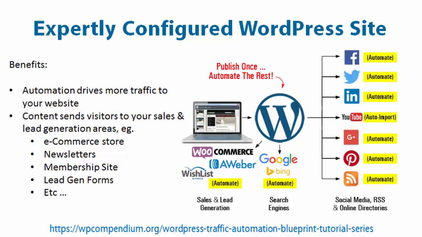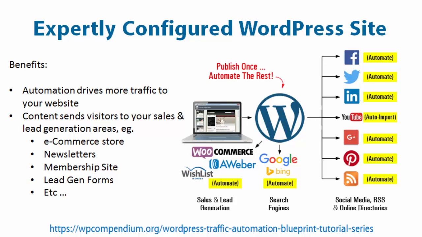The benefit of having an expertly configured WordPress site is, once it's all set up, the automation will drive more traffic to your website, and then the content that you publish will send visitors to your sales and your lead generation areas. So for example, if you have an e-commerce store or newsletters or a membership site or lead generation forms. So essentially, by setting everything up the way you're going to see in this video, all you have to do is publish content, make sure that it's good quality content, and that your content basically has calls to action to send them to the appropriate areas of your site that you've also expertly configured to work.